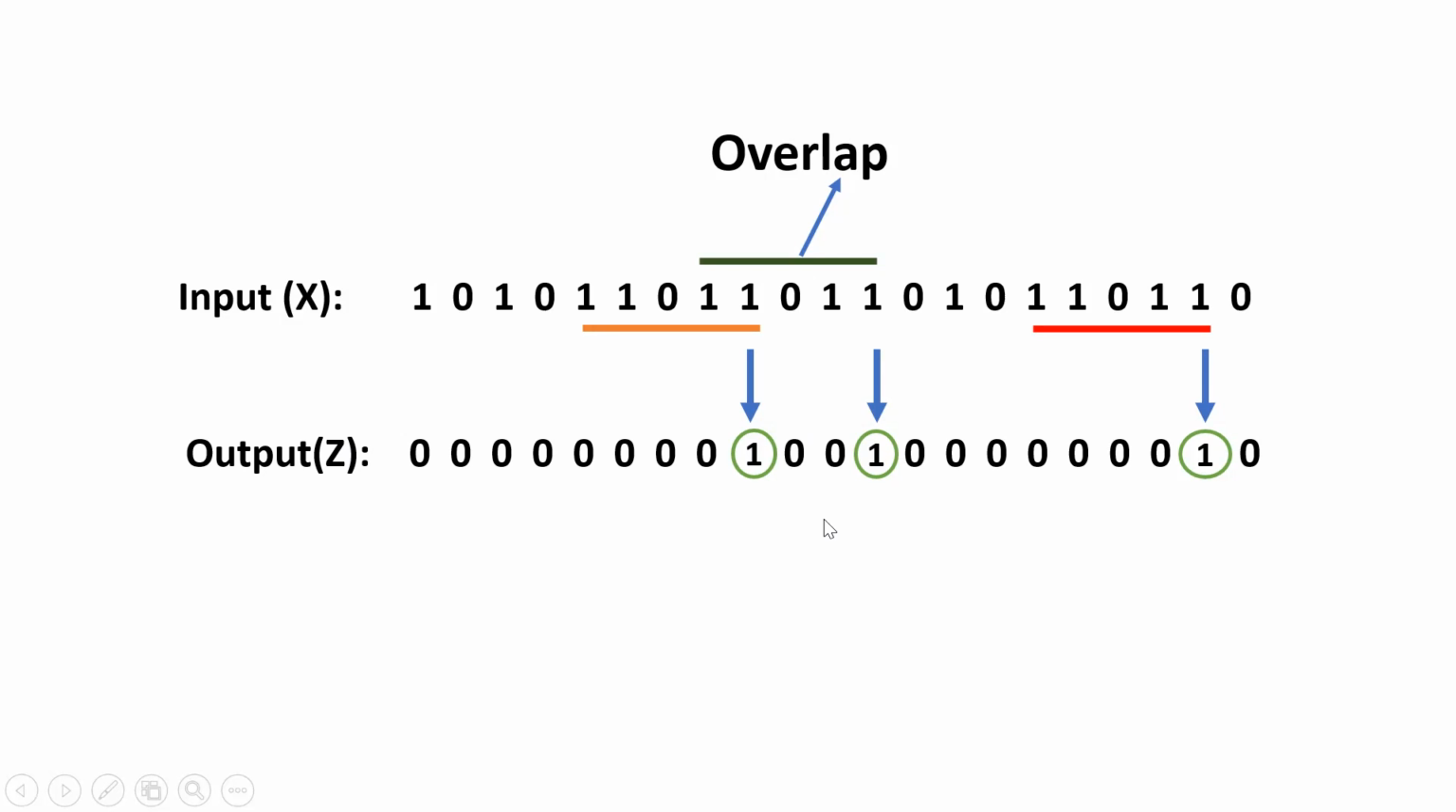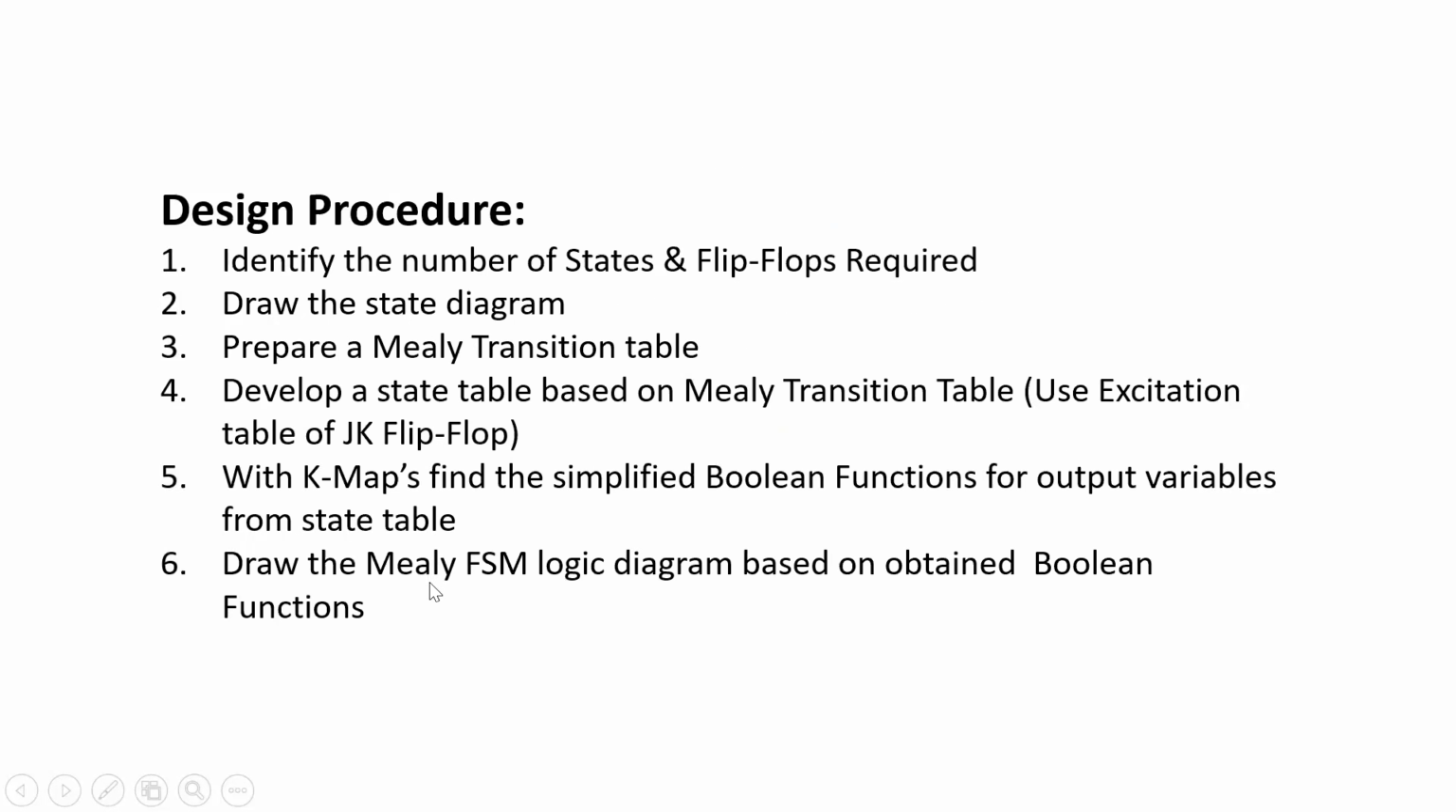Now we should use this concept to design the circuit diagram. Here we should follow the design procedure. The first one is to identify the number of states and flip-flops required. Second is the state diagram. Third is the Mealy transition table. Fourth is the state table based on the Mealy transition table, using the excitation table to write the flip-flop input values. Next, obtain simplified Boolean functions using K-maps. Finally, draw the Mealy FSM logic diagram for the sequence detector with the help of Boolean functions. Now we should follow this step-by-step procedure.